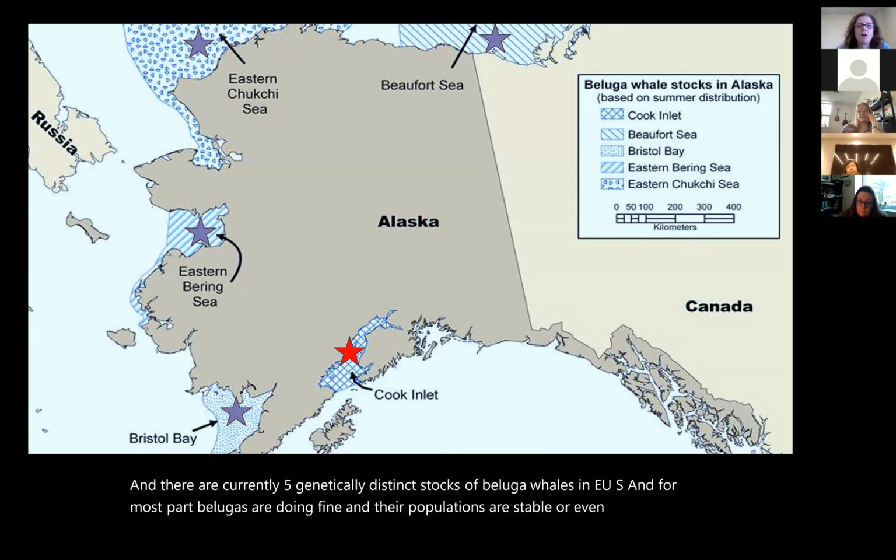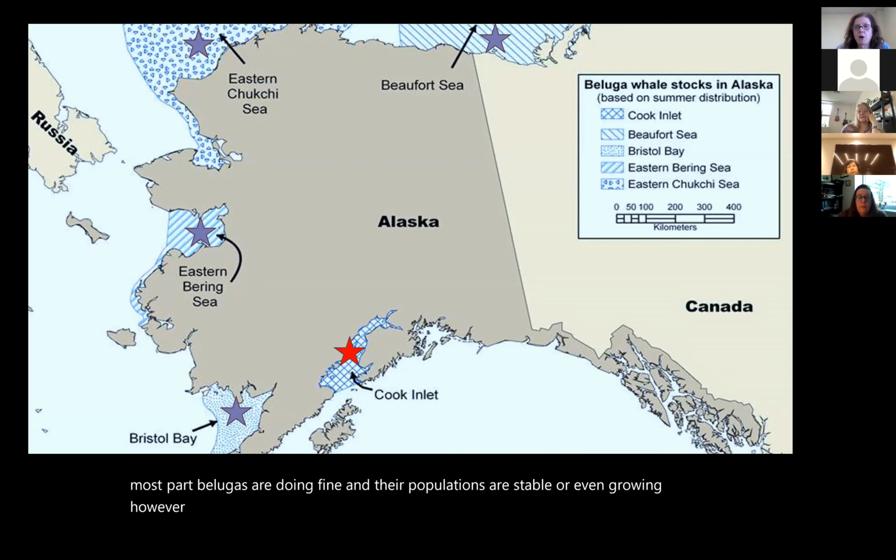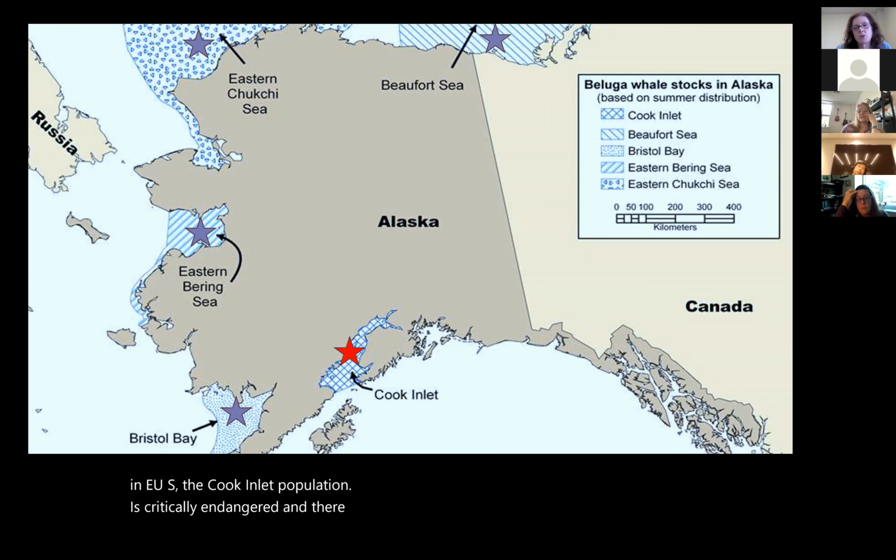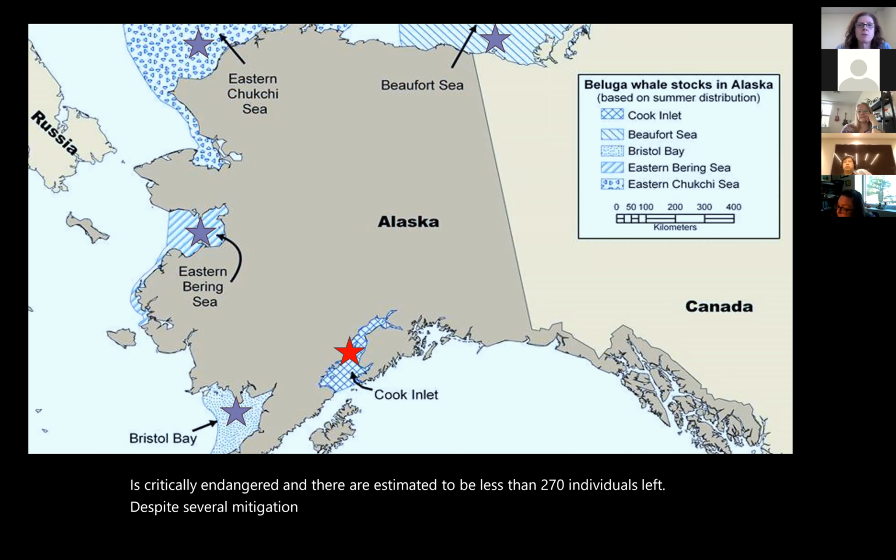However, there are critically endangered populations of beluga whales, and in the US, the Cook Inlet population is critically endangered, and there are estimated to be less than 270 individuals left. Despite several mitigation efforts, their numbers are still declining. But why? We are not sure.